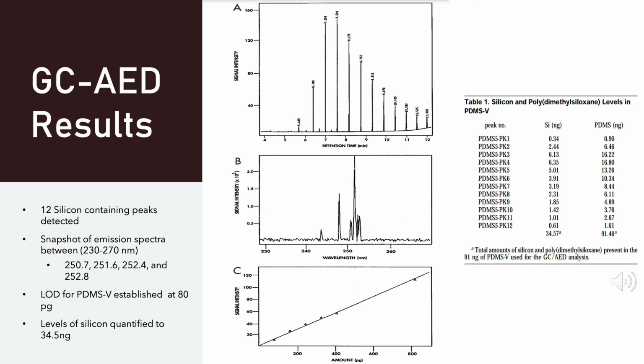Out of the 91 nanograms of PDMSV, there was approximately 34.57% silicon detected. They were able to calculate this because in the PDMSV, there's 37.8% silicon. Figure C shows the tests run in SIM mode to find the LOD for PDMSV. Using this, the GC AED established that there was an LOD as low as 80 picograms.